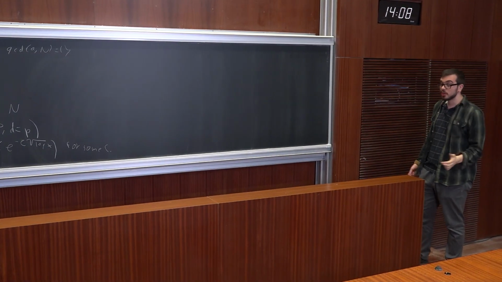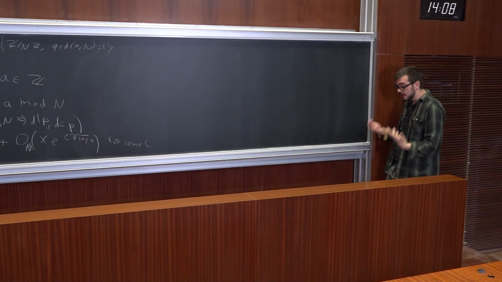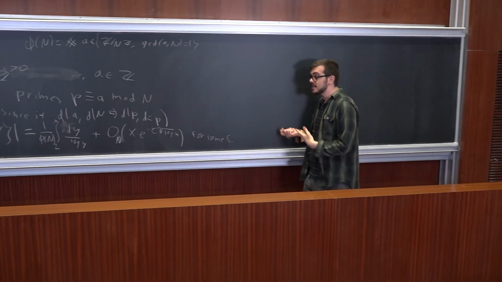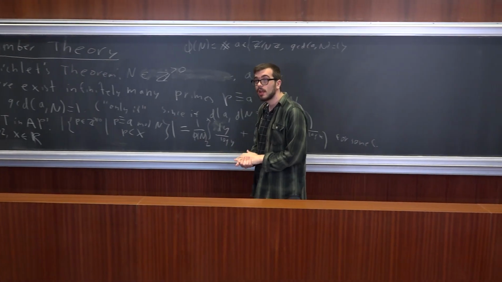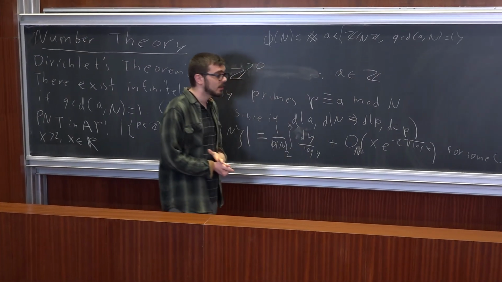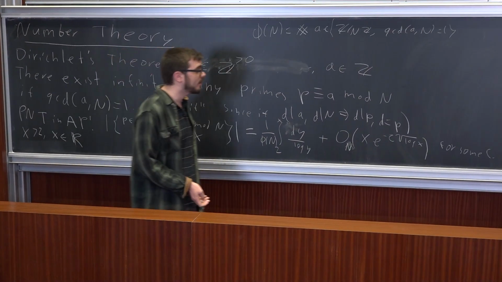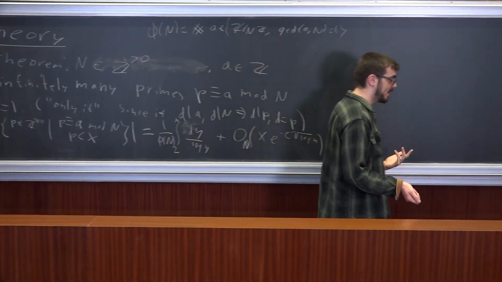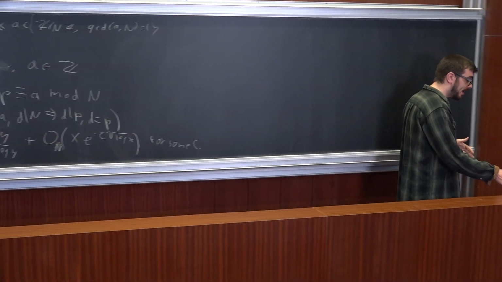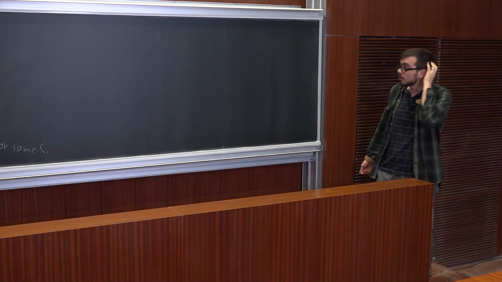So these are two classical results in analytic number theory. And the proofs of them both rely on the same idea, which is the idea of studying the Dirichlet L-function.